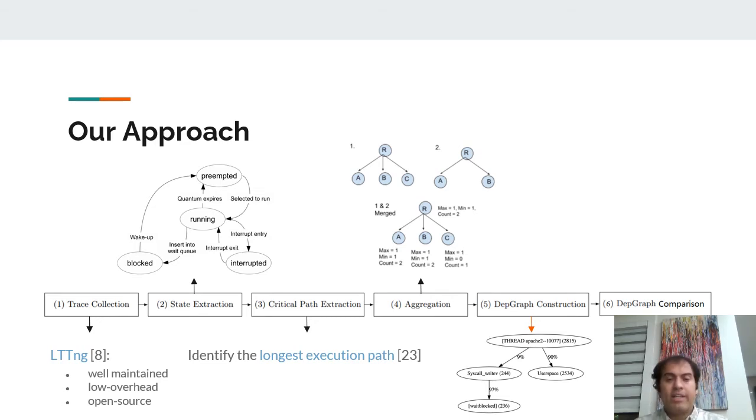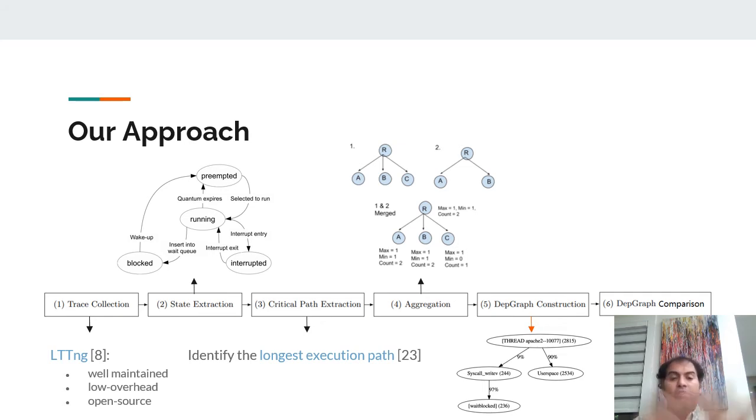So what happens there? We aggregate the critical paths of executions. Let's say you have several executions or several requests, so you get a critical path for each. You aggregate the critical path of each execution or each request. I will explain what this aggregation means. And then we convert this aggregation to a graph called DepGraph. An example is shown here.